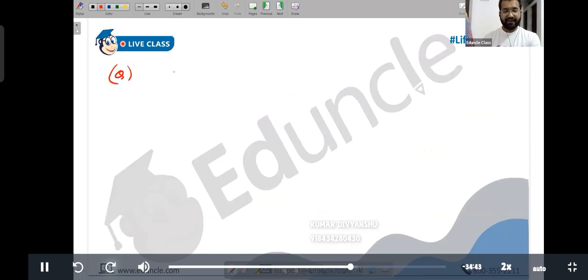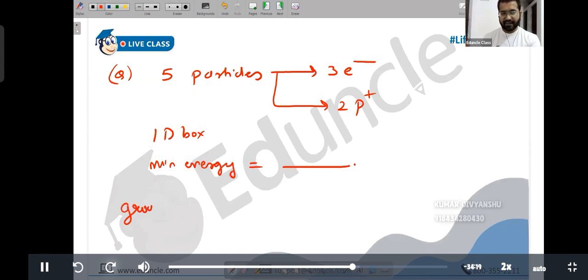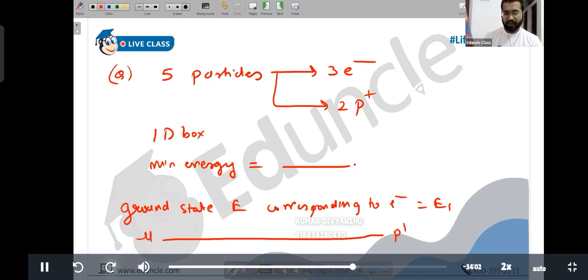So next, proceeding ahead. Now suppose I have given you 5 particles, out of which 3 are electrons and 2 are protons, in a 1D box, and I want you to find the minimum energy. They have given us that the ground state energy corresponding to electron is E1 and the ground state energy corresponding to proton is E1 dash. Okay, I want to use some other notation. I think we'll have to go with E1 and E1 dash, but let's just write EE and EP, which is better. There are 5 particles, 3 electrons and 2 protons, in a 1D box, and we want the minimum energy. The ground state energy of electron is EE, and of proton is EP.